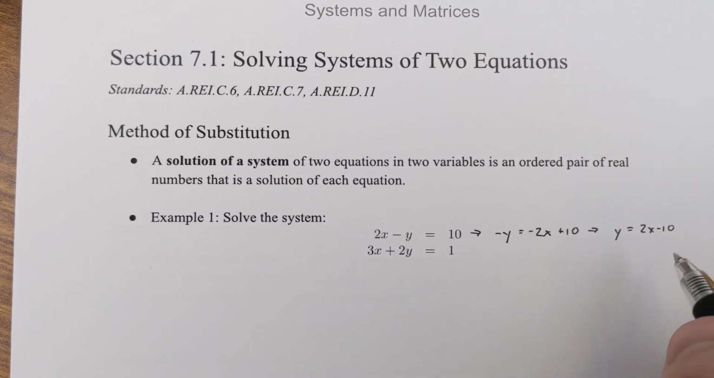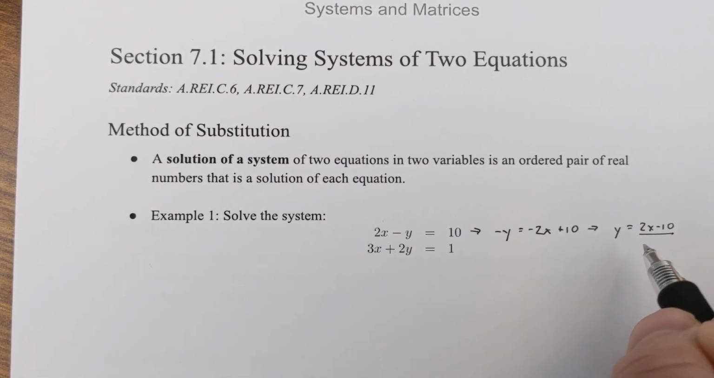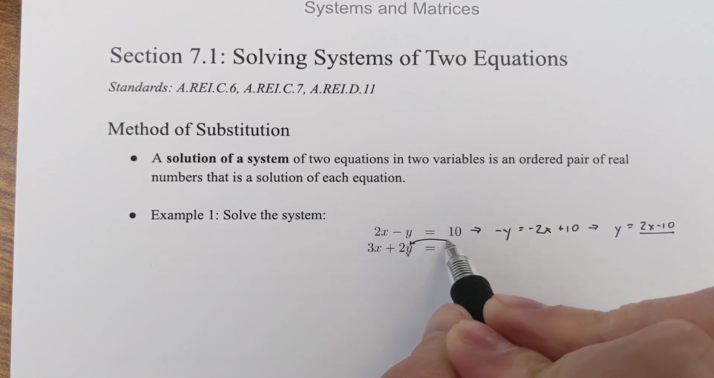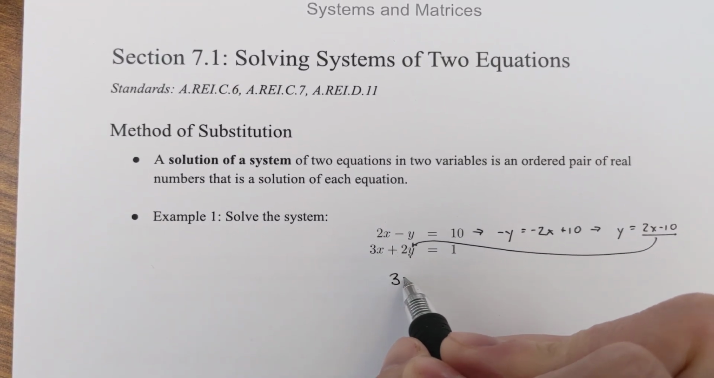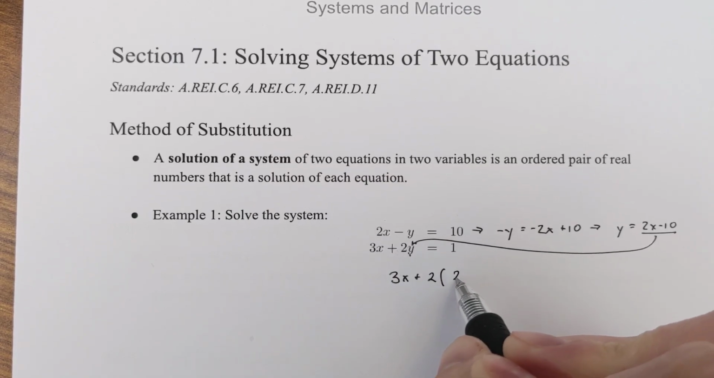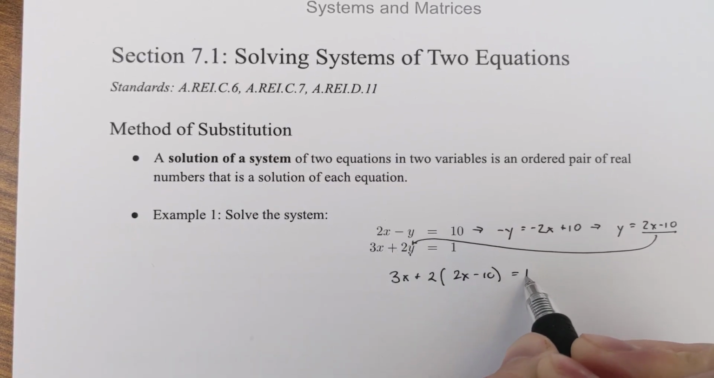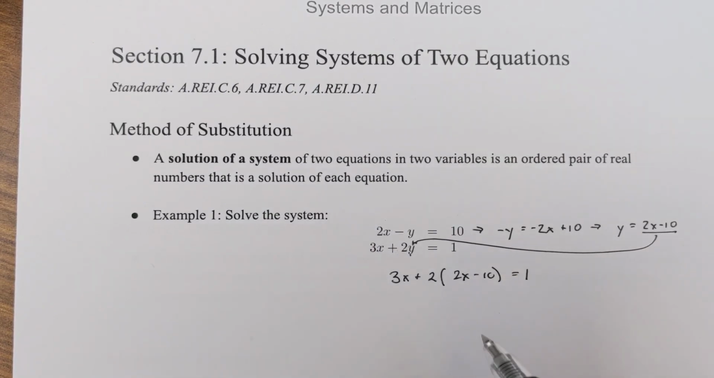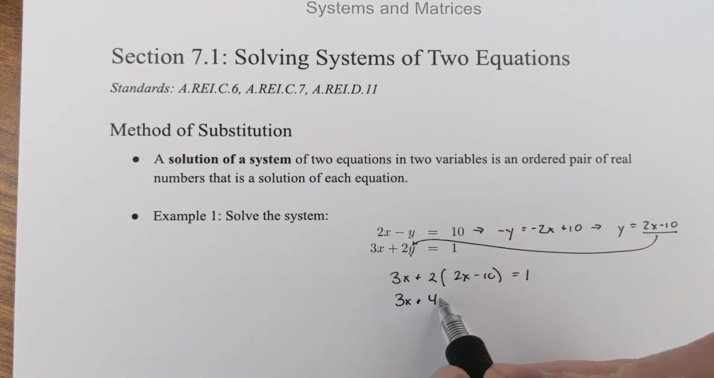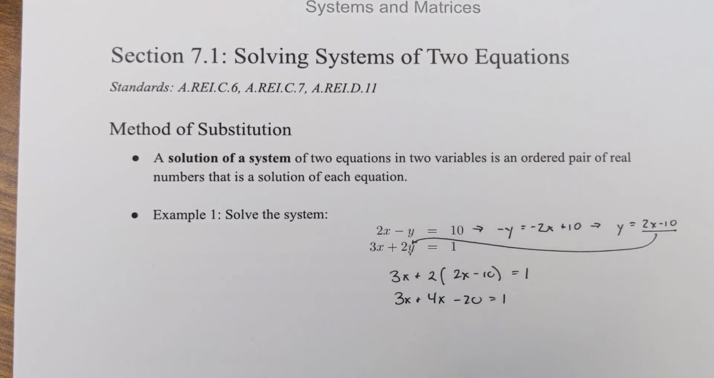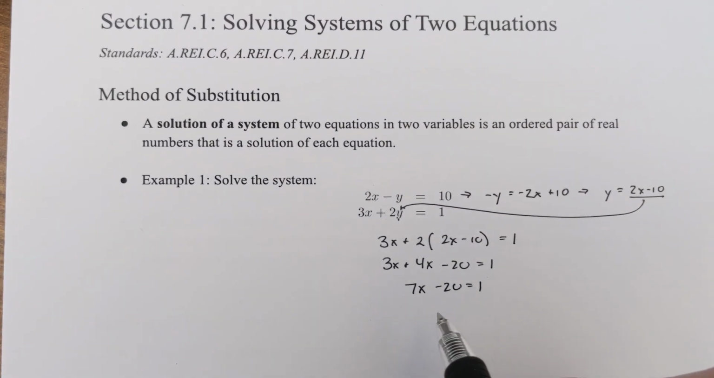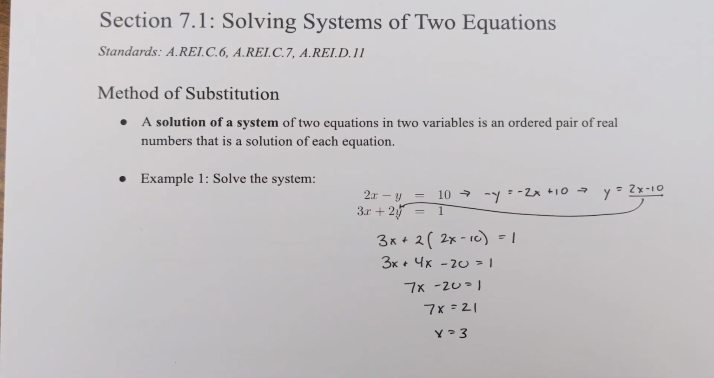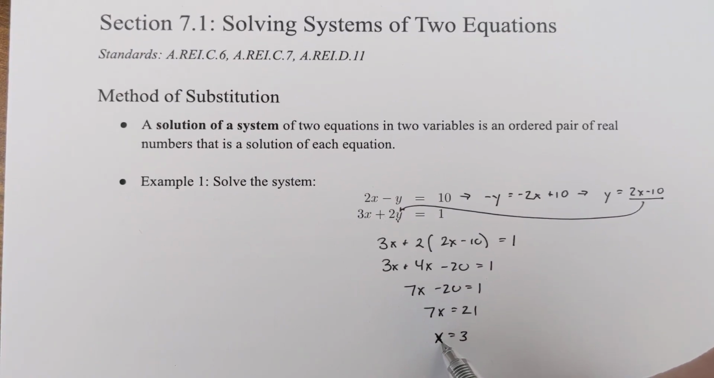Now, when you do substitution, you're going to substitute this 2x minus 10 into that y. So that's why it's called substitution. So this bottom equation becomes 3x plus 2 times 2x minus 10 equals 1. So 3x plus 4x minus 20 equals 1. 7x minus 20 is equal to 1. 7x is equal to 21. So x is 3.